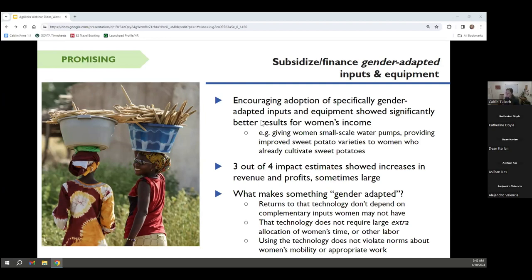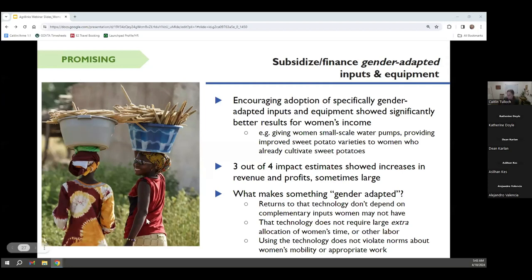And when we look at programs that are encouraging adoption of specifically gender-adapted inputs and equipment, that example, I think, small-scale water pumps in Kenya was a really nice one. This is a context where women are responsible for water collection in many cases, and this water pump was given directly to women. They had access to water sources that made it significantly easier for them to do that job. We can see significantly better results for women's income. And in three out of four impact estimates available to us, there were large, sometimes, increases in revenue and profits.